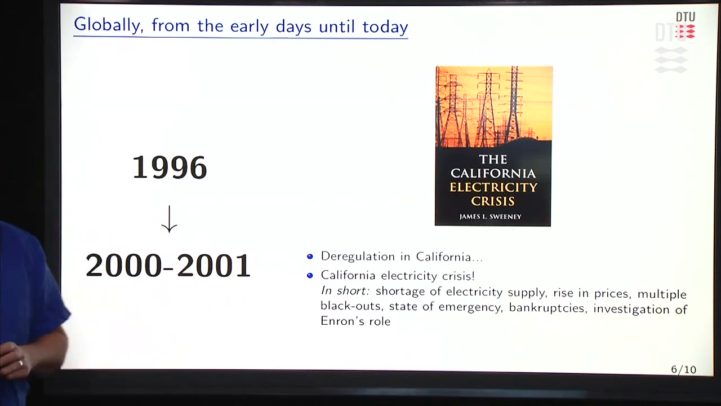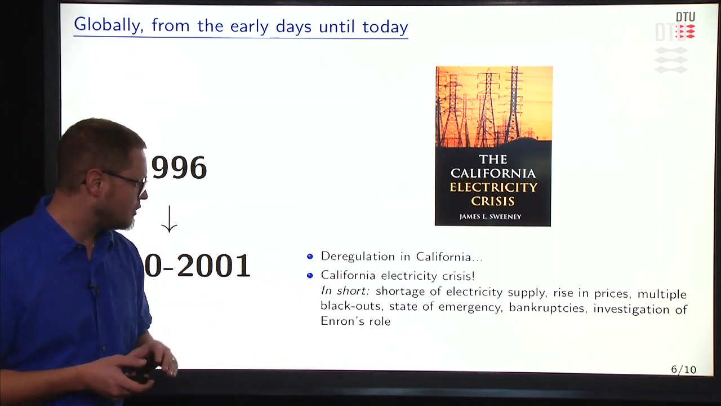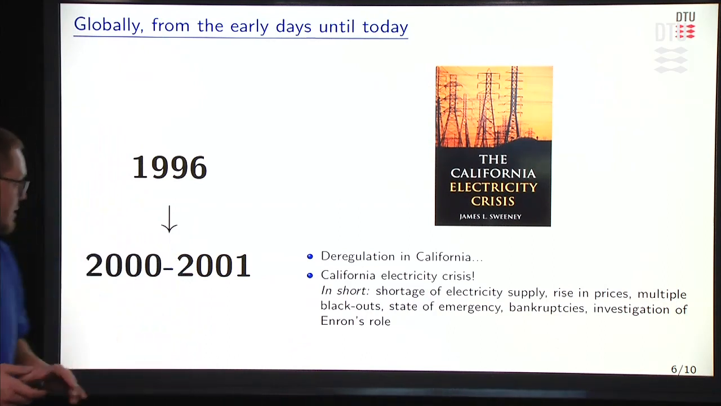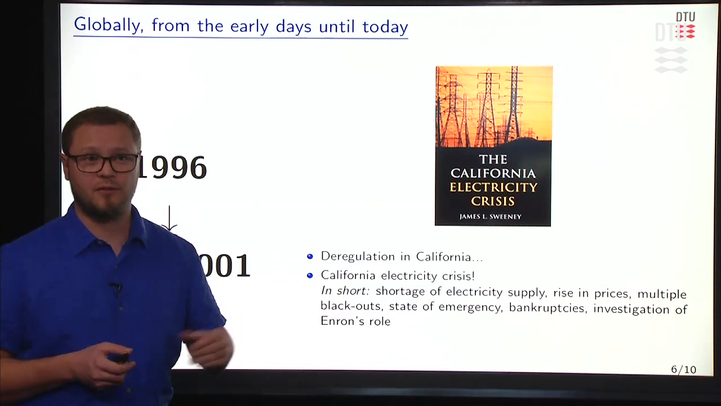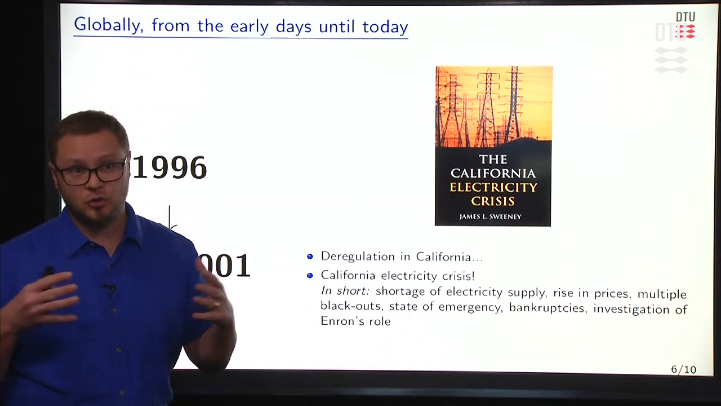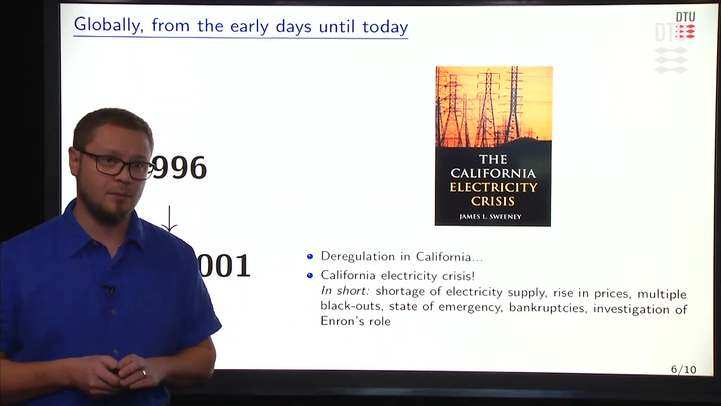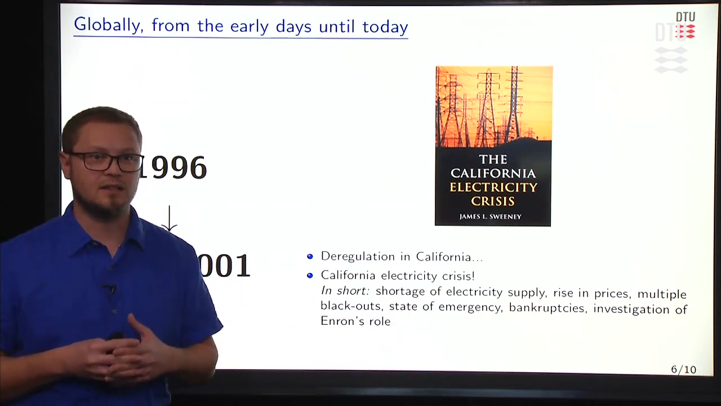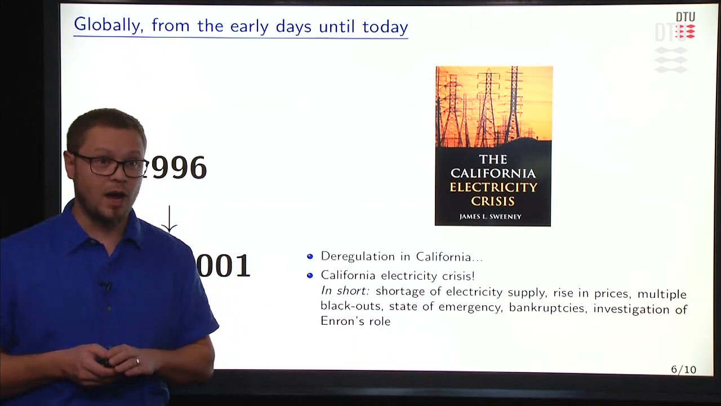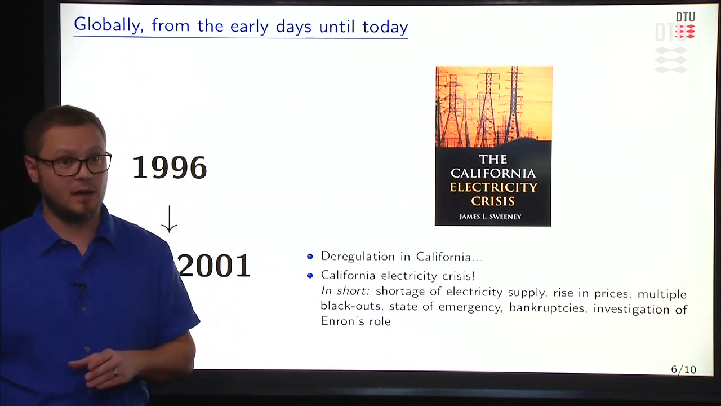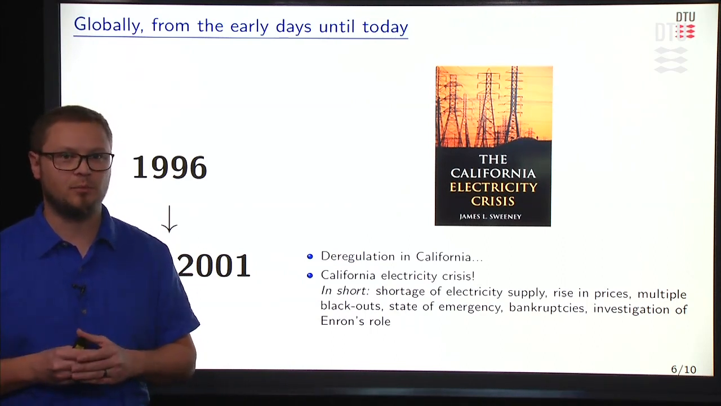But because of the implementation, possibly, and the behavior of the participants in the market, this actually led to the famous California electricity crisis in 2000-2001, which is a complex process with a lot of events that followed one after the other. But to sum up, or in short, there was a shortage of electricity supply in the market at the time, which is actually seen as an artificial shortage due to the behavior of some participants. So the price rose in the wholesale electricity market, but at the same time, the prices were capped in the retail market. So it created some tension for people who were in between.